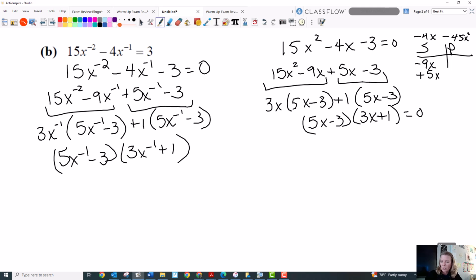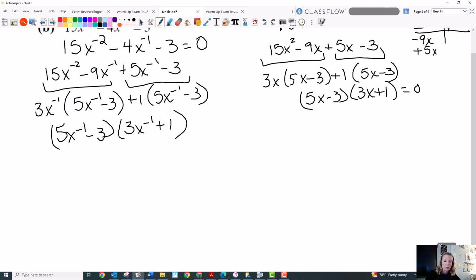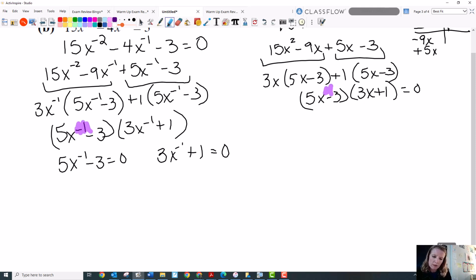And that's why it's very important that you know how to factor the correct way, because if you can factor basic, you can factor anything. Set them both separately equal to 0. The only thing that changed really is that this was a -1 instead of a 1. Everything else was the same. So you move the 3 over, equals 3, divide by 5.